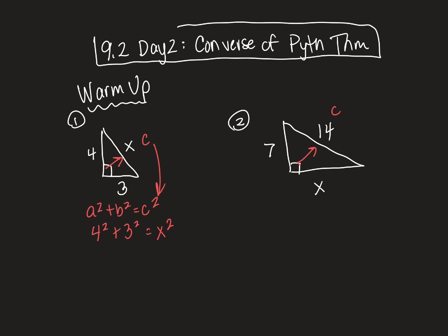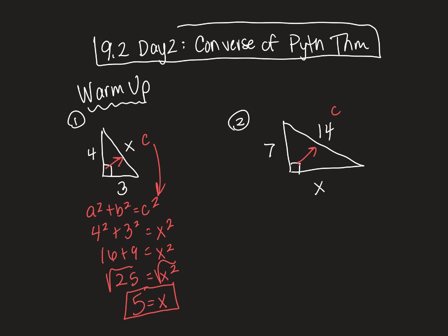And we get 16 plus 9 equals X squared. If I add those together, we get 25. And the square root of 25 is 5. And so we get a nice integer value. For most of this chapter moving forward, we'll try to keep our answers in radical form. And so it's a good idea to practice breaking those down.